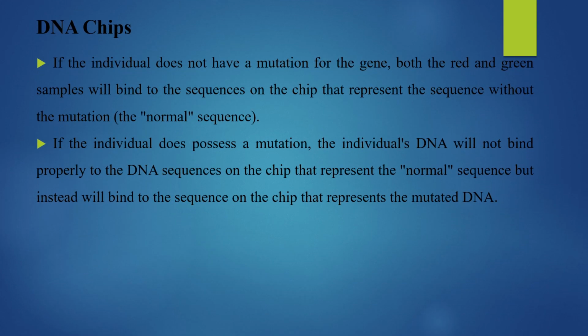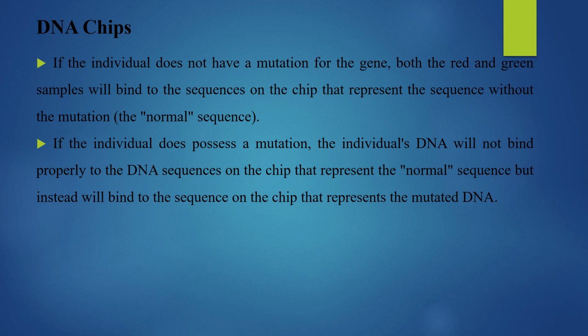If the individual does not have a mutation for the gene, both the red and the green samples will bind to the sequences on the chip that represent the sequence without the mutation. So there's a sequence without the mutation to which these single strands, or the fragments you are introducing, can bind to. If both the gene and the control are not having any mutation, then all of these will successfully bind to the sequences on the chip.